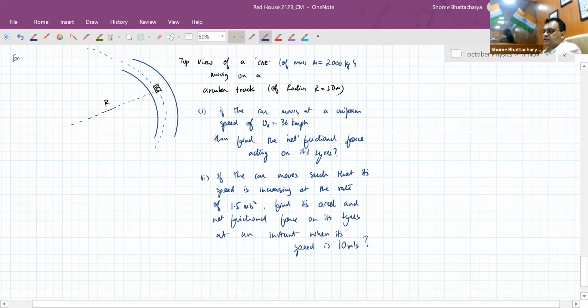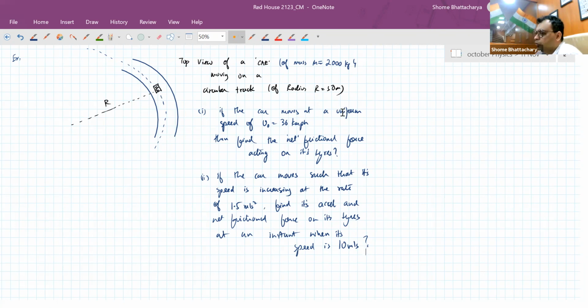So the first case, again, we are solving the dynamics, or we'll have to solve the FBD for the car while it is in a uniform circular motion. So uniform circular motion means that the acceleration is only centripetal. So that means that the net force acting on the car should be the centripetal force, or it should be centripetal in direction. But the second case is one where there is non-uniform circular motion, because it's given clearly that its speed is increasing at a certain given rate.